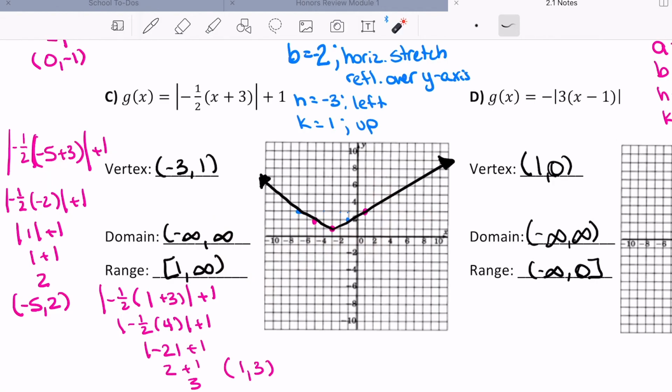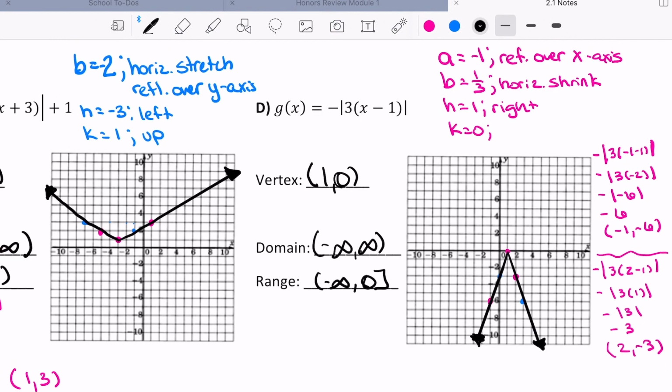All right, so this is what you should have for C. As you can see, I substituted the point -5 and I got (-5, 2), and +1 and I got (1, 3). Again, if you chose different points, that's okay. Just make sure to reflect them after you have plotted them to help you graph your function. So this is what it should look like, with the domain going from -infinity to +infinity, and the range from +1 included to +infinity.